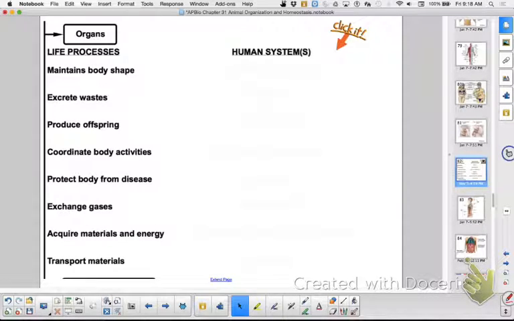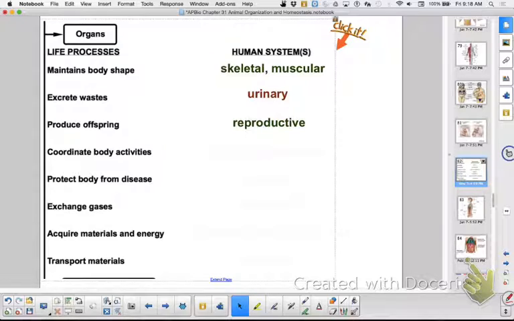Okay. So, tell me which system maintains body shape? Only skeletal? Muscular. Okay. All right. Which one excretes waste? Excretory, or urinary. That's good. And then produce offspring? That was tricky. Coordinates body activities? Nervous and endocrine. Okay?